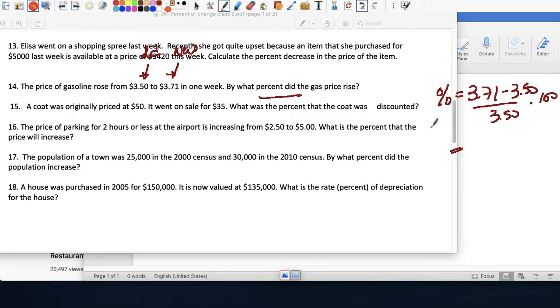So 3.71 minus 350, enter, divided by 3.5, enter. So we get 3.71 minus 350 divided by 350. So this one we get 0.06. We're going to multiply that by 100. And then that gives us 126%.